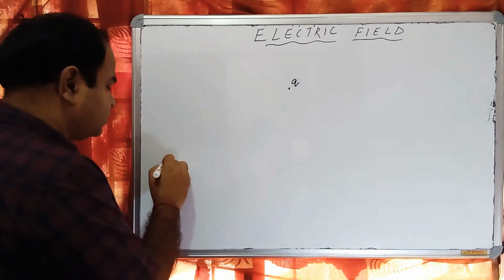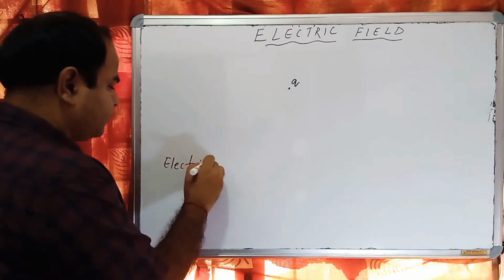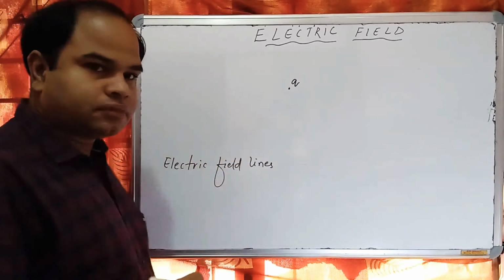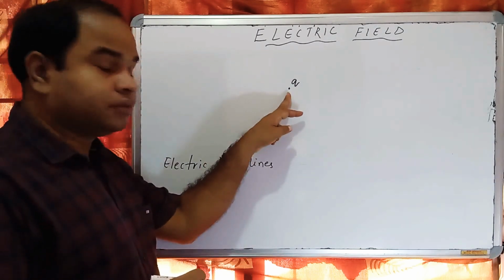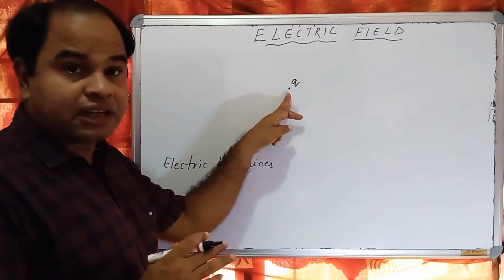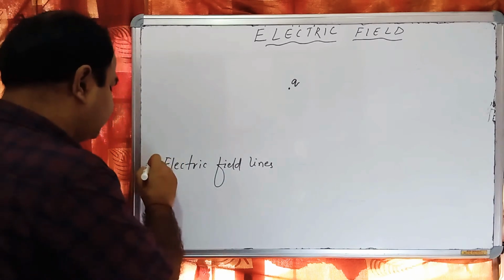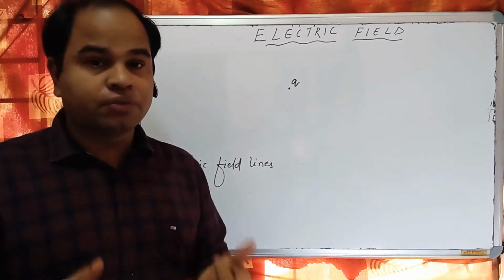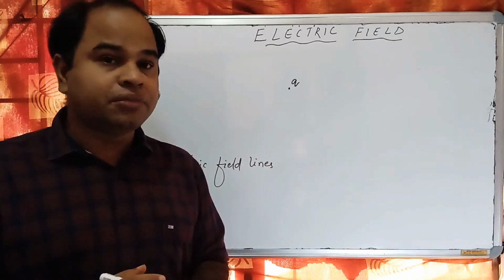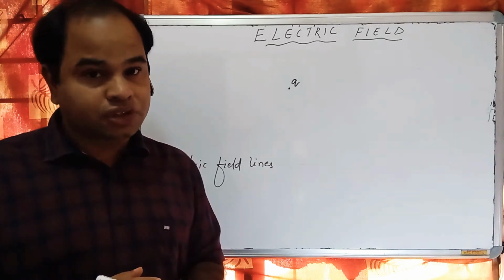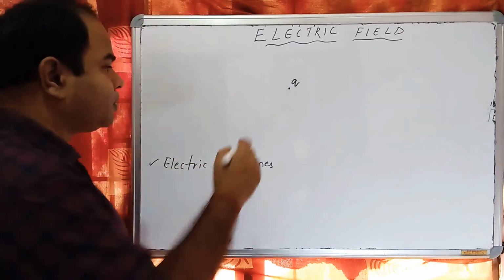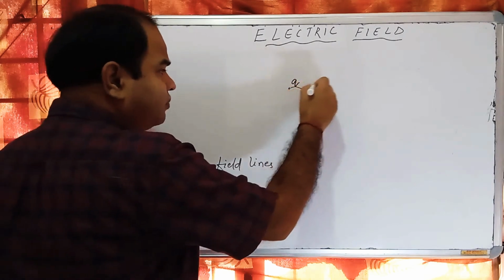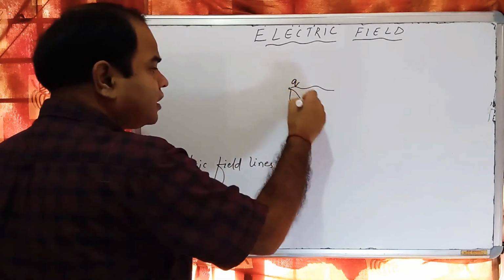A charge produces electric field lines. So that means this charge will also produce electric field lines. These electric field lines are electromagnetic waves that travel in the medium with the speed of light. So this charge will produce electric field lines, and these electric field lines will travel in the medium.